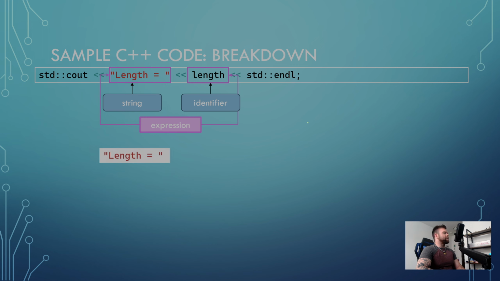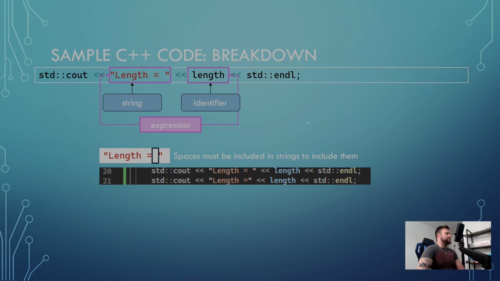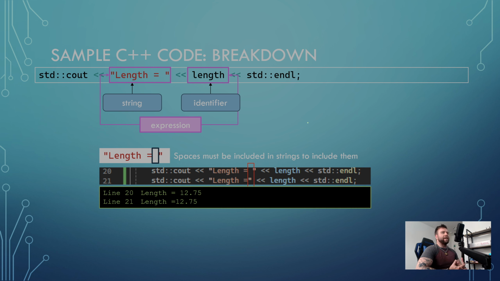I want to also note that white space matters. Spaces must be included in strings to include them in your output. In these two different lines of code, as you can see, one is the proper way with the space, the other one is not. You need to make sure of that because the output is going to differ. The line 20 output is going to be the proper output, and the line 21 output is not going to have that space and it's not going to be correct. So make sure when you're coding that you look out for that.